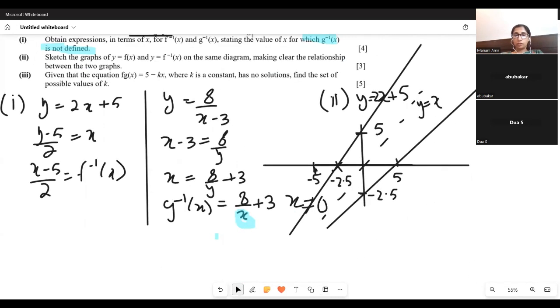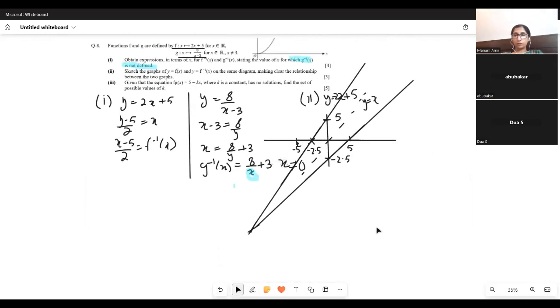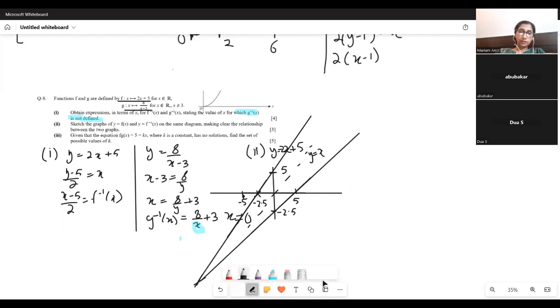If possible, show the point of intersection as well. It will meet somewhere here. So the scale is such that they're not meeting. But if you take a smaller scale, you can show the point of intersection as well. So that's the graph for f(x) and f inverse of x. And show the relationship y equals x. It reflects on this. This is f(x) and that's f inverse of x.